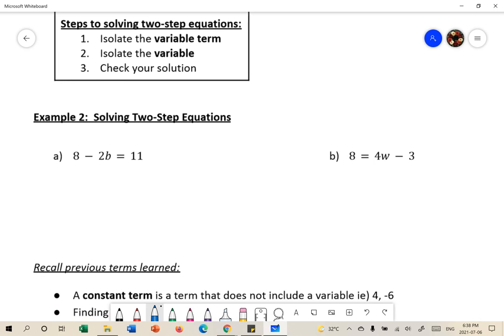So first what we're going to do is we're going to try to eliminate 8. To do that, we need to subtract 8 from both sides of the equation. So my next line is going to be 8, subtract 8, subtract 2b is equal to 11, subtract 8. Now these will cancel out. So we're left with -2b is equal to 11 subtract 8 is 3.